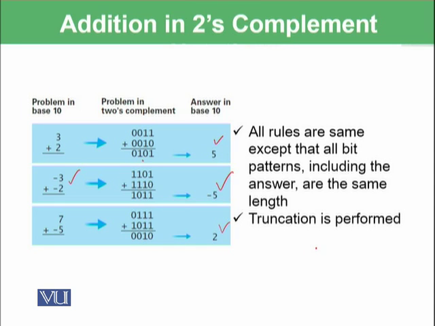So truncation is performed. When you add -3 and -2, you might have noticed that 1 plus 1 is 0 with a carry, and these are 3 ones, so it becomes 11. This extra 1 will be truncated. You leave it out of your bit pattern and remain within 4 bits if you are using a 4-bit pattern. If you are using a 3-bit pattern, you remain in 3 bits. If you are using a 32-bit pattern, you remain in 32 bits. Any bit that exceeds the bit pattern you are using should be truncated.